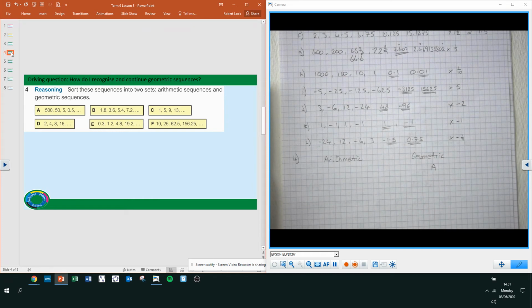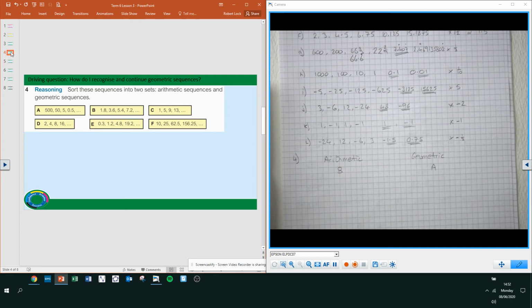B. 1.8, 3.6, 5.4, 7.2. Take the points out. 18, 36. 18 to 36 is 18. 36 add 18 makes 54. Add 18 to 54 makes 72. Put back in. That is going up the sequence. The same amount has been added each time.